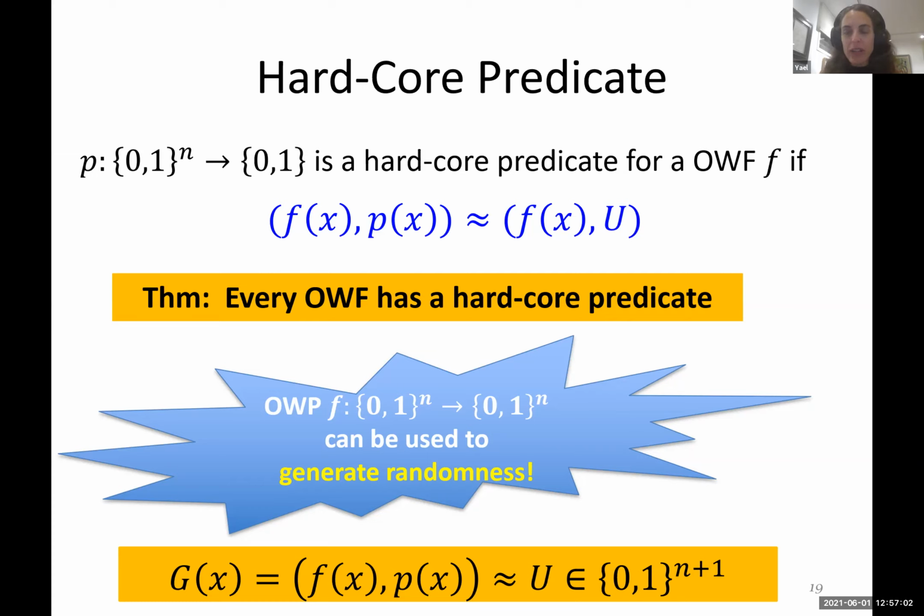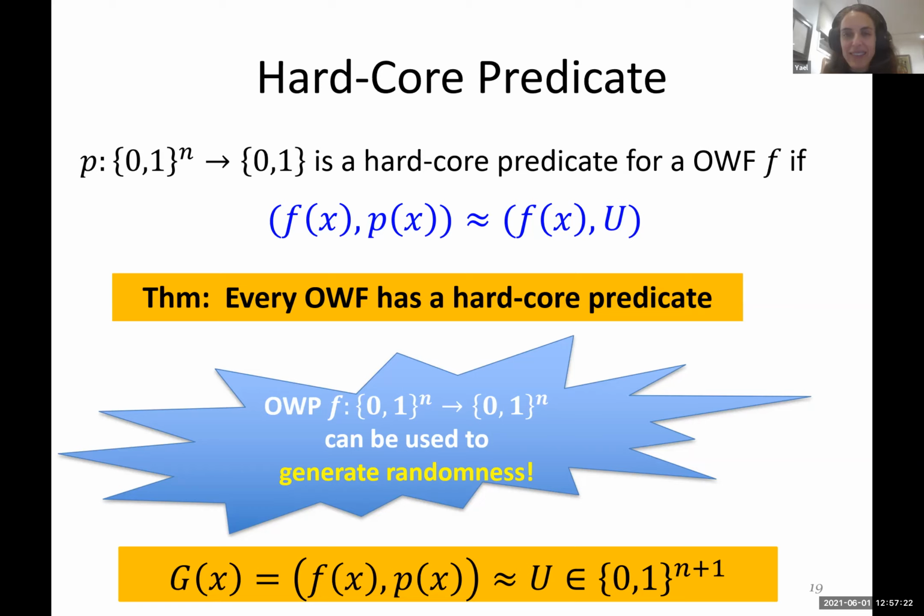An example you can keep in mind is to think of P of X as being one of the bits, let's say the first bit. If you have X, computing the first bit of X is very, very easy. But if you have F of X, it may be very hard to compute the first bit of X because it's one way. Actually, it may be that the first bit itself is easy, but that's the idea.